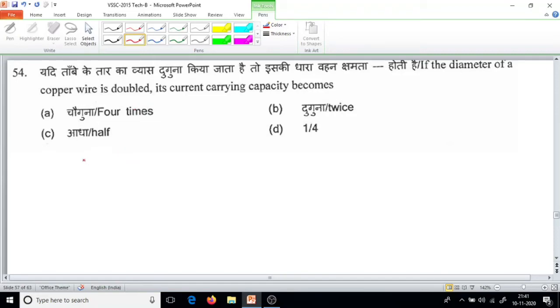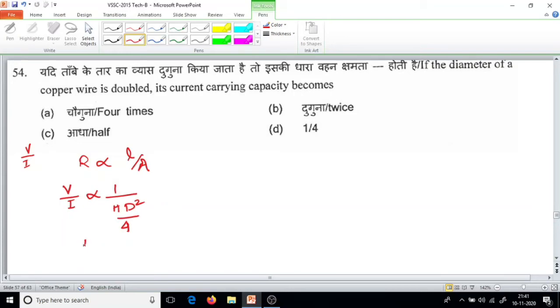Now we know the equation for R. R is directly proportional to L by A. We are not interested in L. So R we can write as V by I. V is also constant, so we can take it out because we are not varying V. So here it will be 1 divided by A, where A is pi d square by 4.